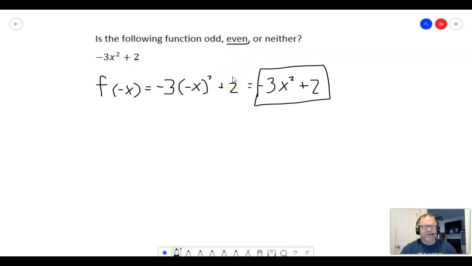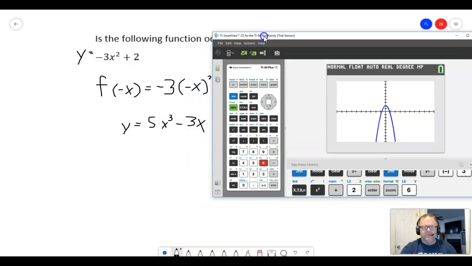Let's do a quick example of an odd function, just so you know we have that. Now let's say I have the function y equals 5x cubed minus 3x. All right, so let's take a look at this function. Now let's say we want to see if this is odd, even, or neither. So once again, I want to go up to my calculator and see what I think it is before I prove it.